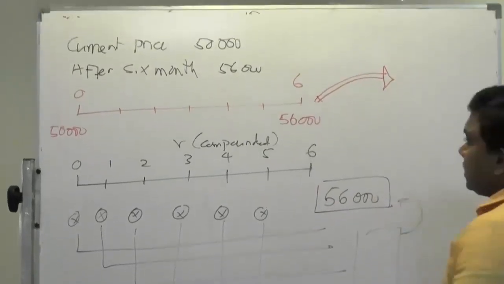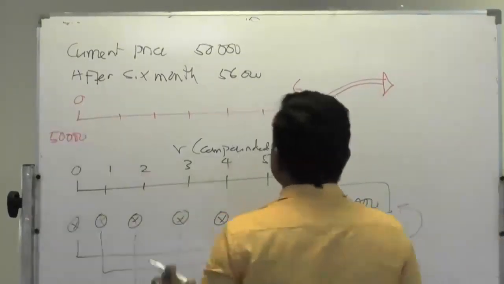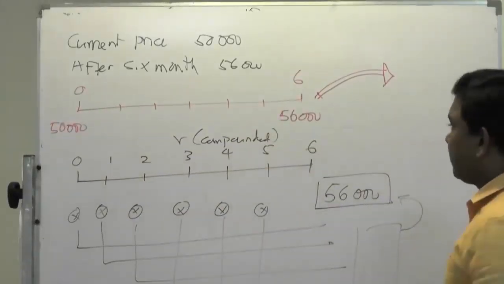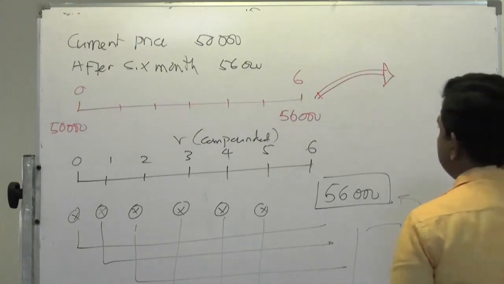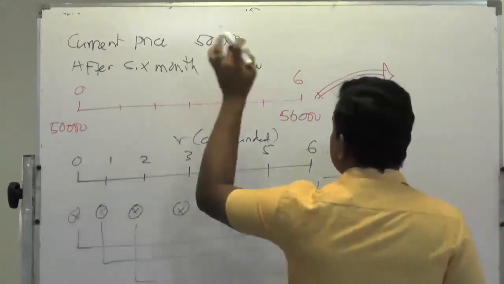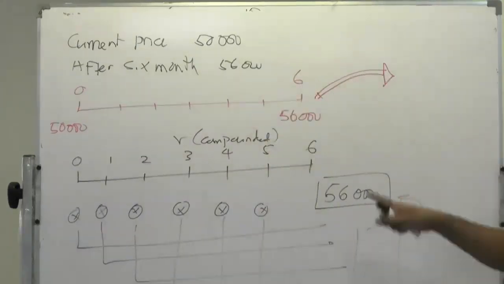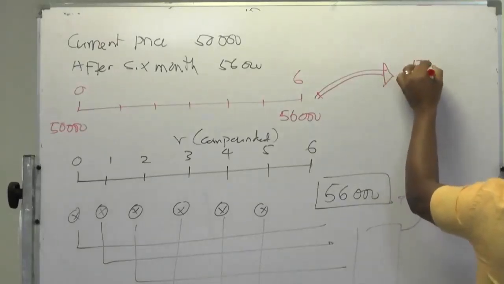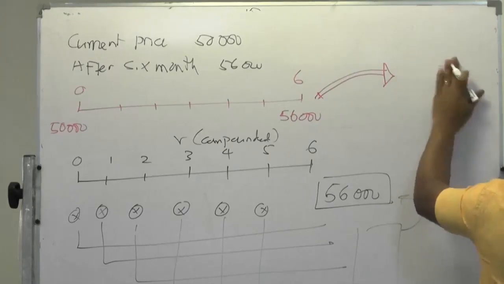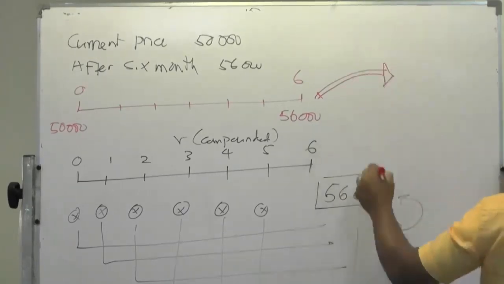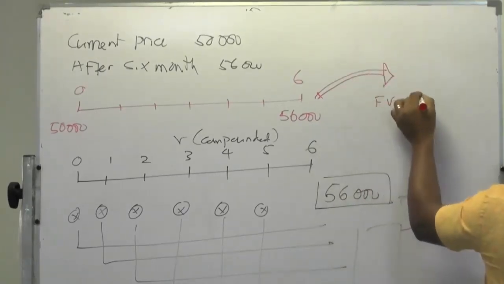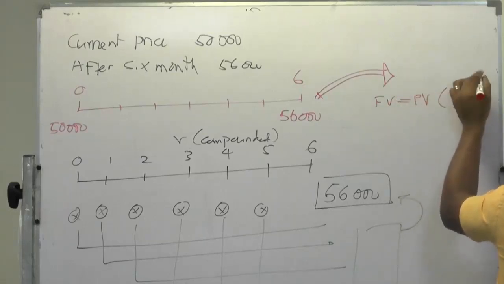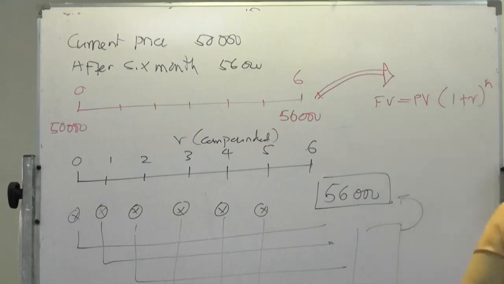Why? You can see at 0, 50,000, at the end of 6, 56,000. There is an interest rate, right? How can we calculate that interest rate? How does 50,000 increase to 56,000 after 6 months? Like this. Take 56,000, because you know once you invest, the future value equals the present value into 1 plus r power n, right?